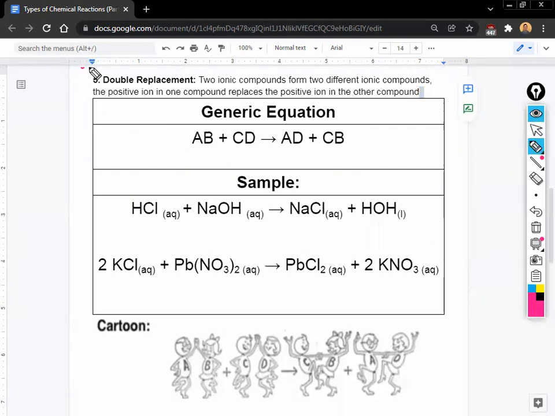Okay, so that's going to be an example of a double replacement. I recommend writing this down as your example. If you notice, you have H bonded with Cl, Na bonded with OH, and then you will see Cl and OH switch positions.